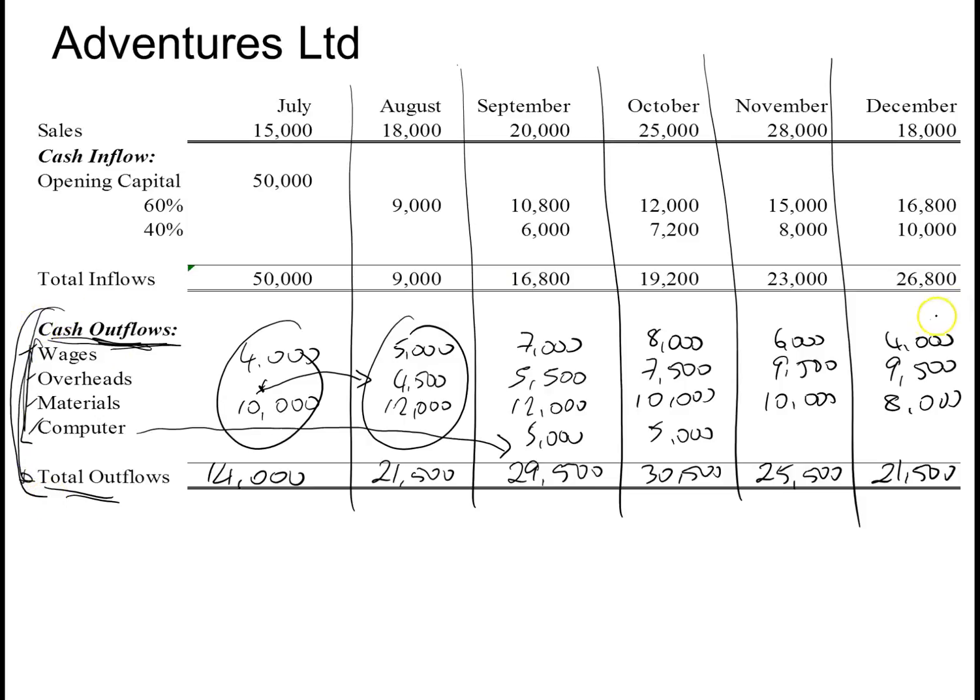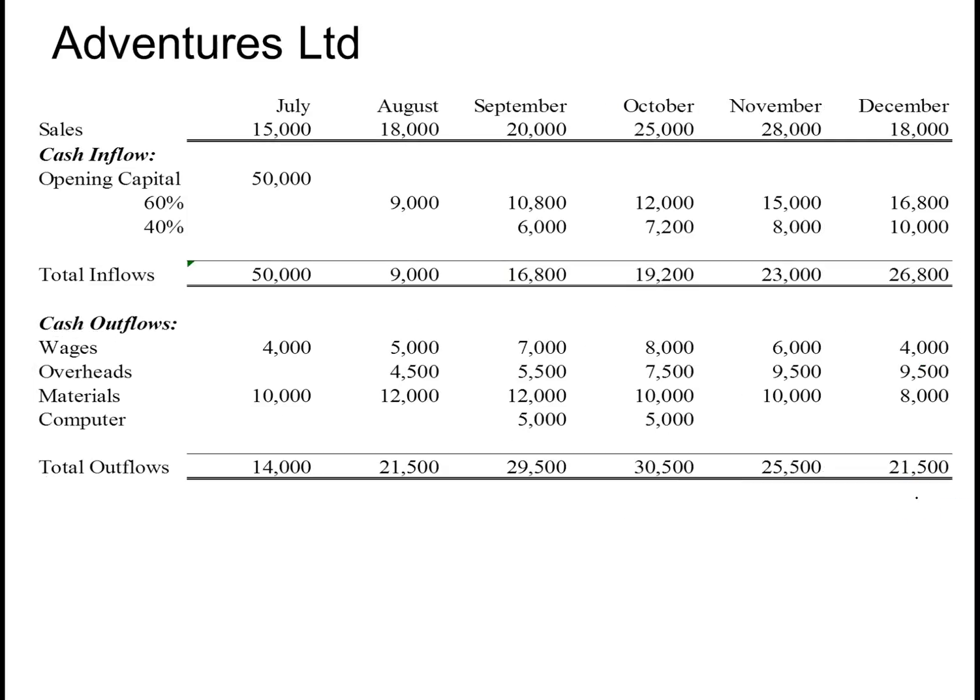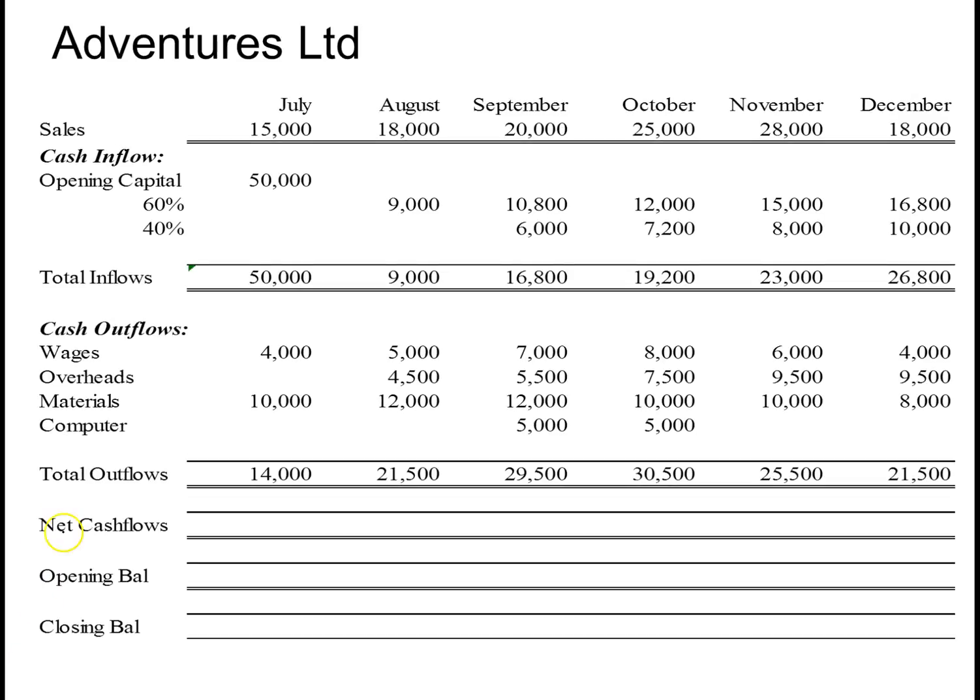Now, again, this gets a little bit messy, so I'm just going to tidy it up. If I just tidy it up, there we go, a little bit tidier. Now, the third and final bit is to put in the impact of all of this. So I'm going to have 3 rows down here. I'm going to have the net cash flow for each month, the opening balance, and the closing balance. So I'm just going to put in those 3 rows now. So there they are, the net cash flow, the opening balance, and the closing balance.